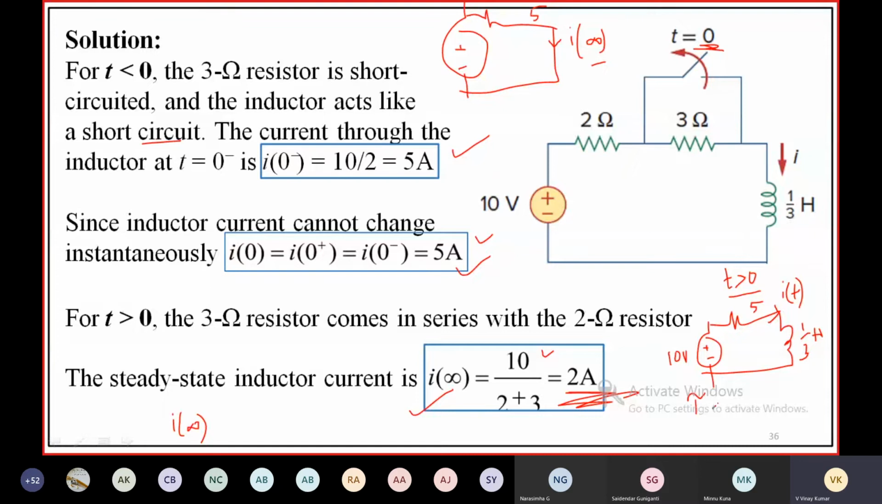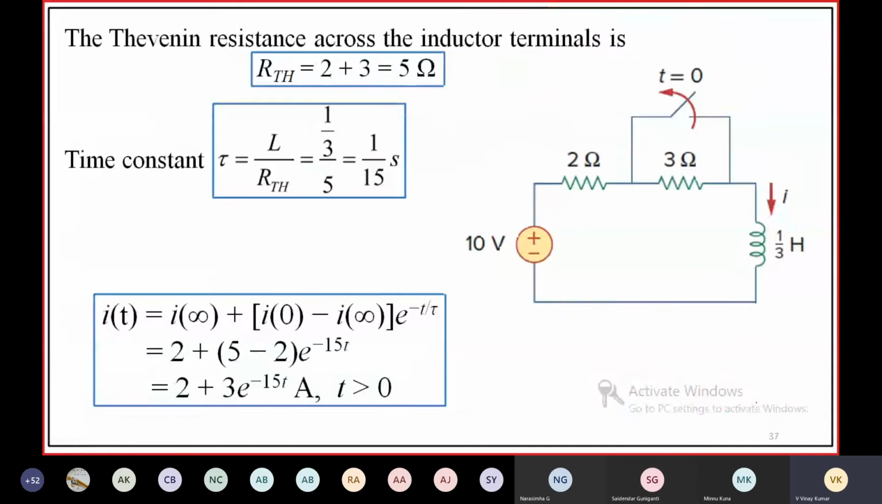Time constant tau is equal to L by R, for t greater than 0. You have to find the time constant. You know the value of the inductor and the value of resistance, so you can find the time constant. Tau is equal to L by RTH. Using this formula, we can get the expression for current for t greater than 0.